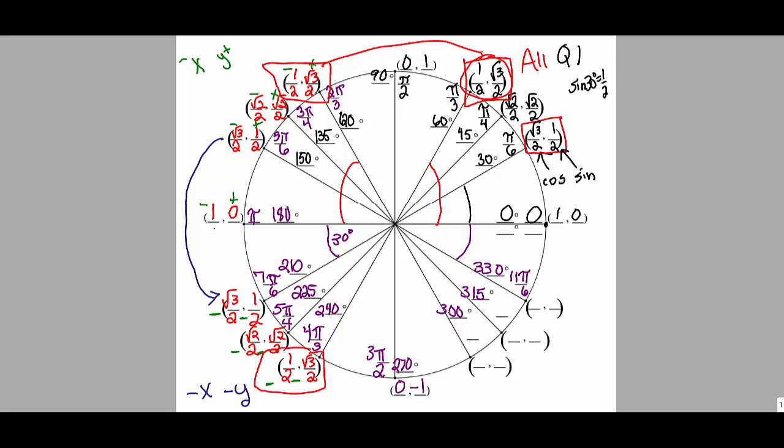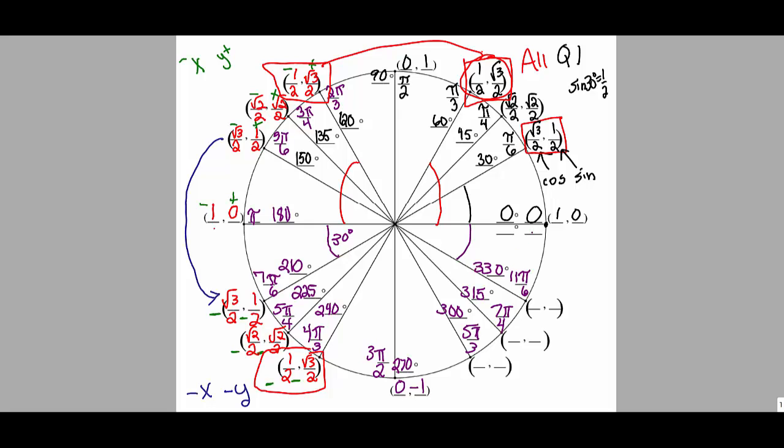Let's go to 300 degrees, which has a reference angle of 60 degrees. 60 times 5 will get us to 300 degrees, so pi over 3 times 5 will give us the radian measure. For 315 degrees, 45 times 7 would be 315, so 7 times pi over 4 would be the radian measure.